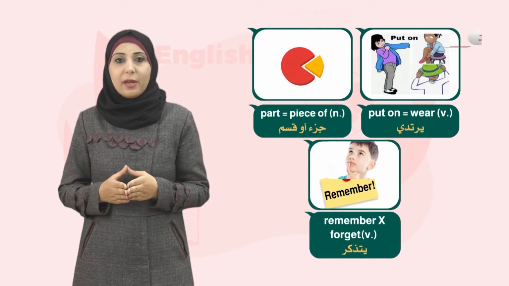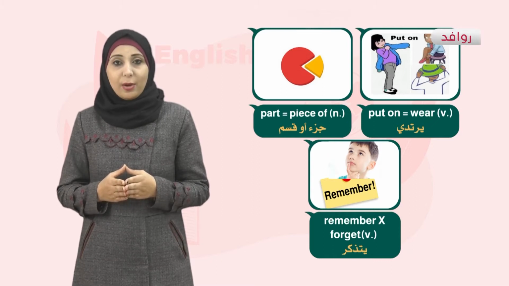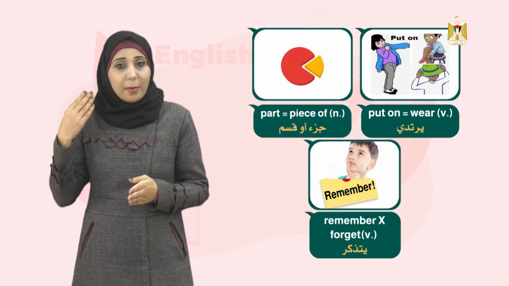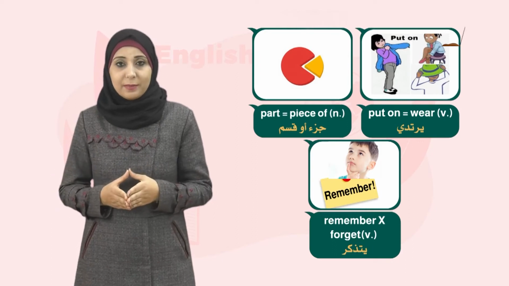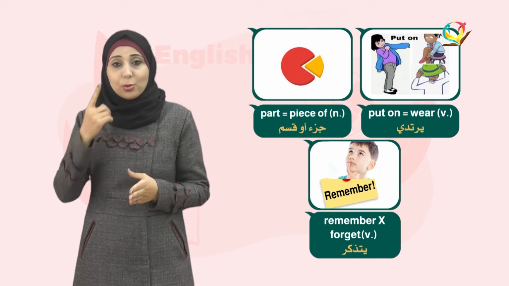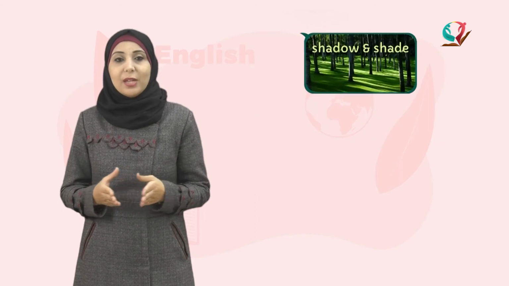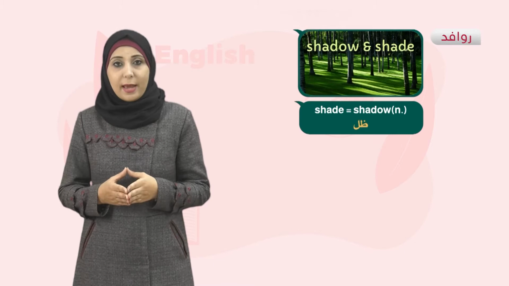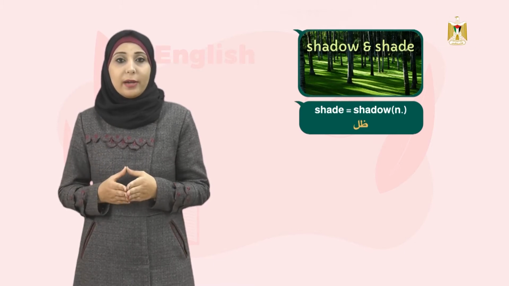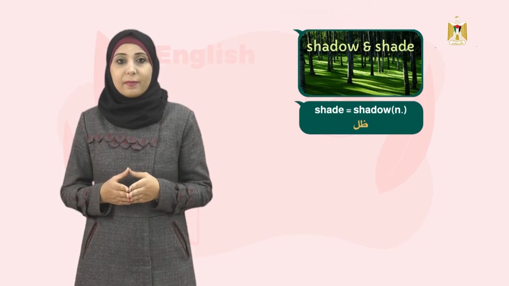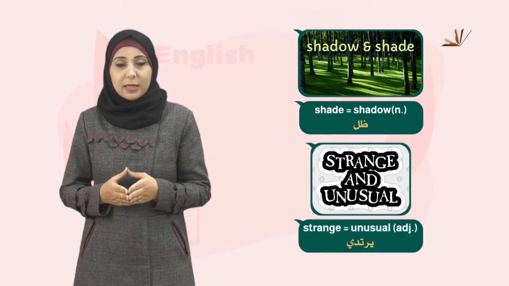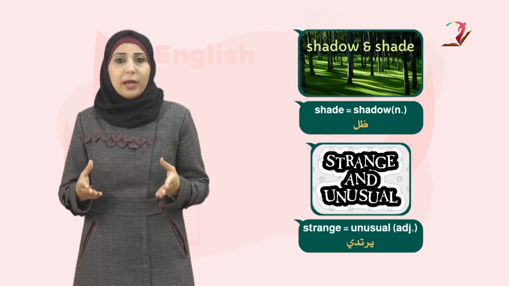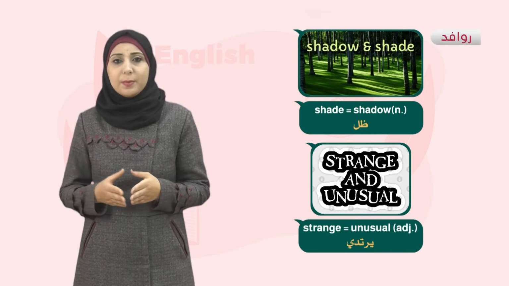Remember. It's a verb, يتذكر. And the opposite, forget, ينسى. We say, for example, I can remember people's faces, but not their names. Shade. ظل. It's the same meaning as shadow. We say, you should sit in the shade while you are eating lunch. Strange. It means unusual. It's an adjective. For example, I never speak to strange men.